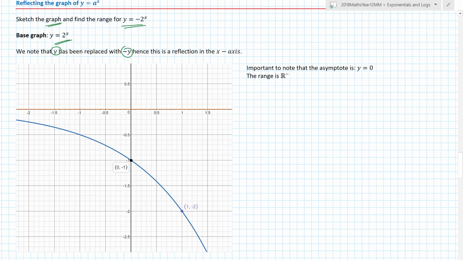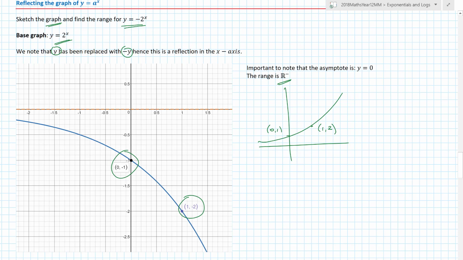A reflection in the x-axis. Our original graph, if you remember, would do this, which would cross through at 0, 1, and it would have a point at 1, 2. And so what we notice is, yes, ladies and gentlemen, it swaps to 0, minus 1. And the point 1, 2 becomes 1, minus 2. What is my range? Well, in this situation, if it's been flipped, it's just R minus.